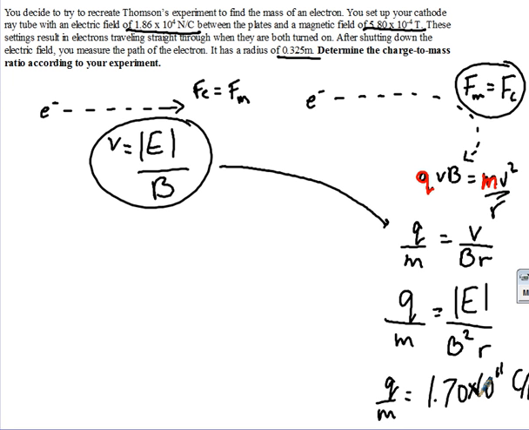Now, this was an important experiment, and it was the first time that scientists had an actual look at what actually composed the atom. This number is really big. So we know that there's a lot of charge on a very small particle. So it was their first real glimpse at the actual nature of the atom and what electrons actually were.